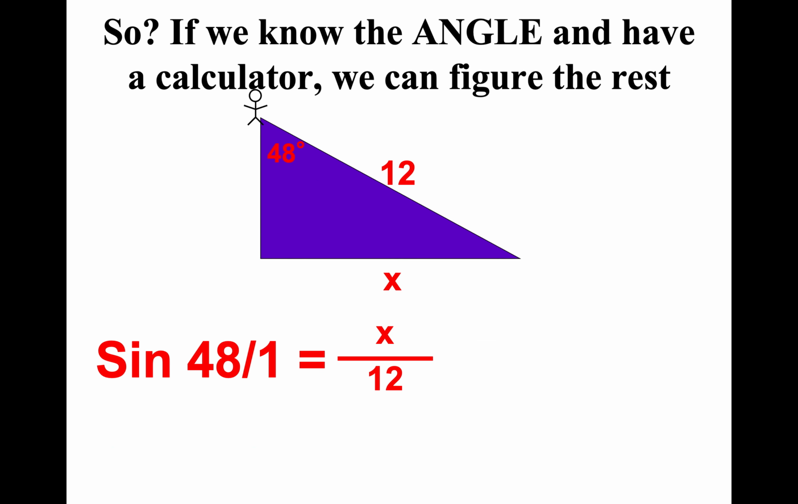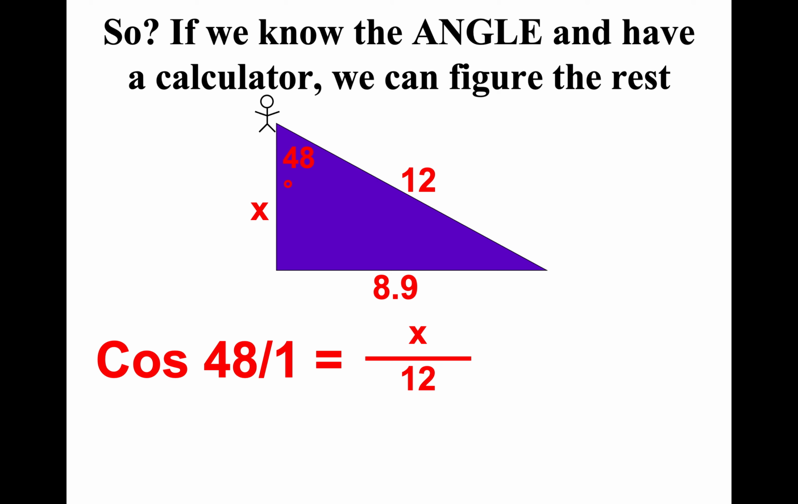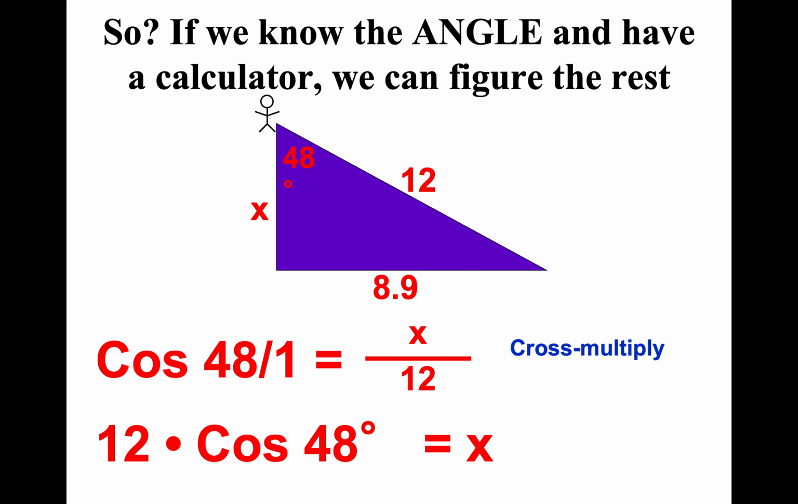Sine 48 over 1 equals x over 12, cross multiply. 12 times sine 48, 8.9. Cosine 48 over 1 equals x over 12, cross multiply, and we get 8.0. That's this part.